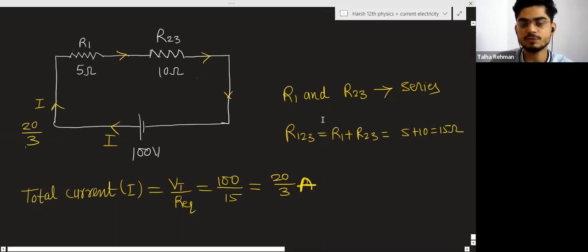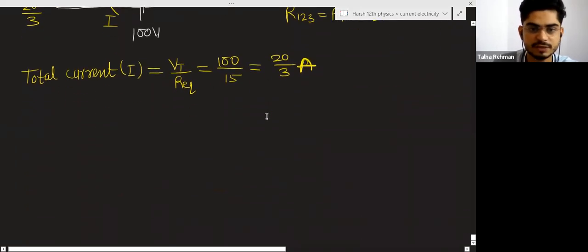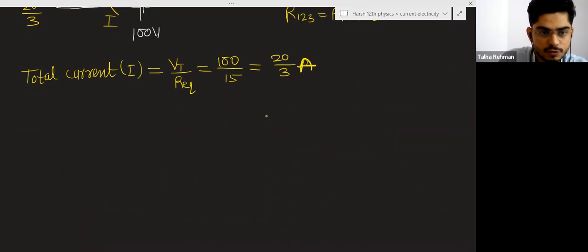So we have to find the current and the voltage across each resistance. First I am starting with R1. So for R1, I am writing V1.